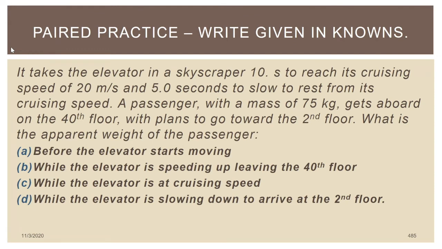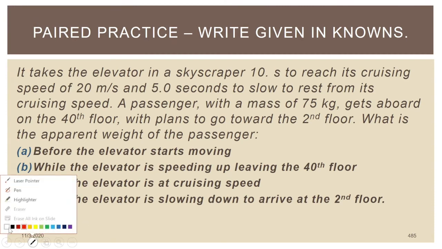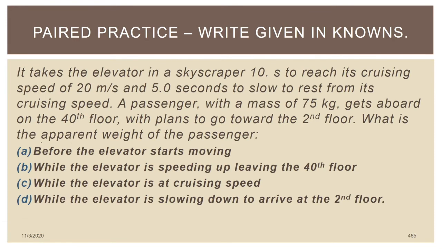Part A is asking us what is the apparent weight of the passenger before the elevator starts moving. The first thing we want to note here, for sure, is that the question is asking us what is the apparent weight of the passenger. And when they ask us for apparent weight, essentially what they're saying is, what does the scale tell the person they weigh? Or in other words, they're asking us for the normal force. So for part A, before the elevator begins moving, we have a pretty simple task here.